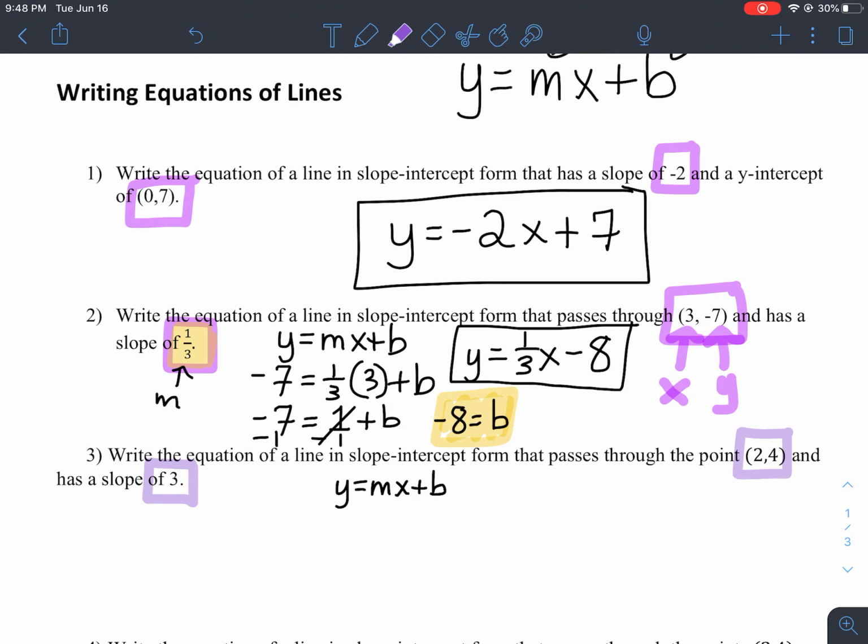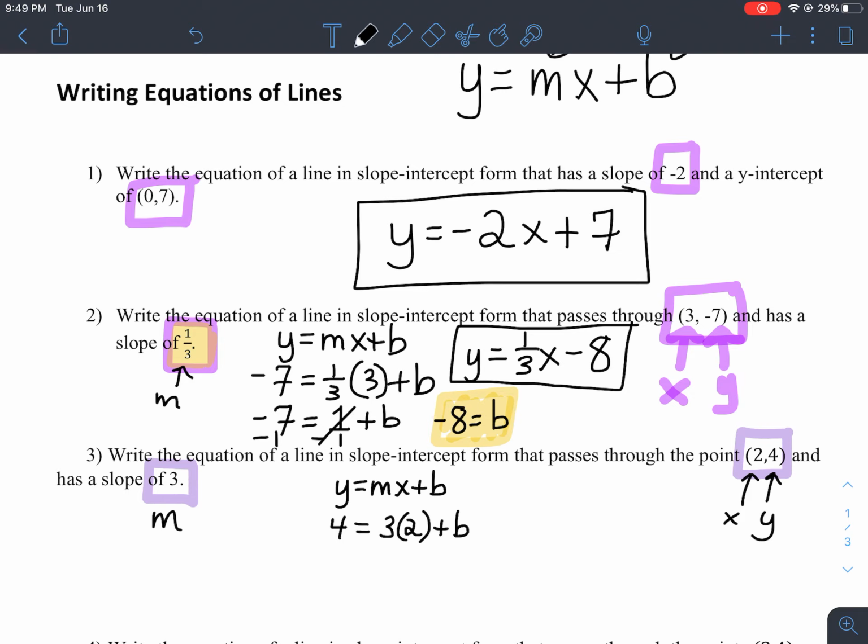Well, again, we're not given our y-intercept. We're just given some random point that the line passes through and its slope. So all we can do here is plug in what we have. We have x, we have y, and we have m. So we know y is 4, so let's plug that in. M is 3. We know x is 2. And we don't know what b is. Remember, b is our y-intercept. We were not given that in the problem like we were in number 1.